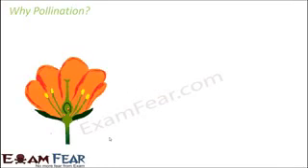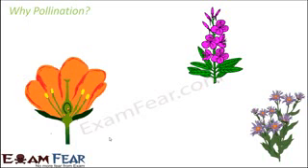So why pollination? As I just said, the main objective here is we want to understand the process of sexual reproduction, and this process will be able to take place only when there is fusion between the male gamete and the female gamete. And for that fusion to take place, both the gametes have to meet. So how will they meet? Because they are not motile, they cannot move on their own. So pollination fills that gap.